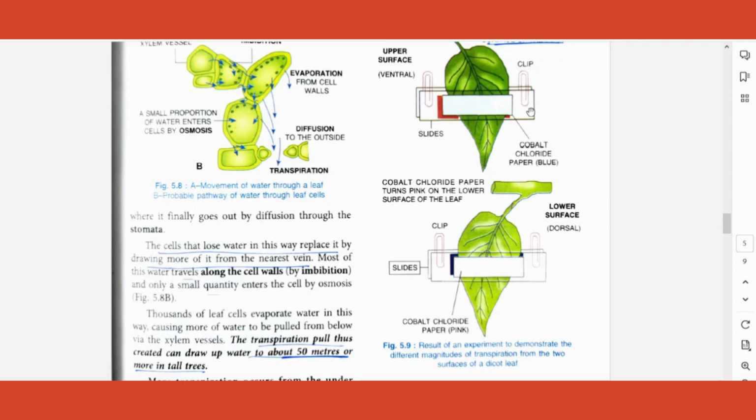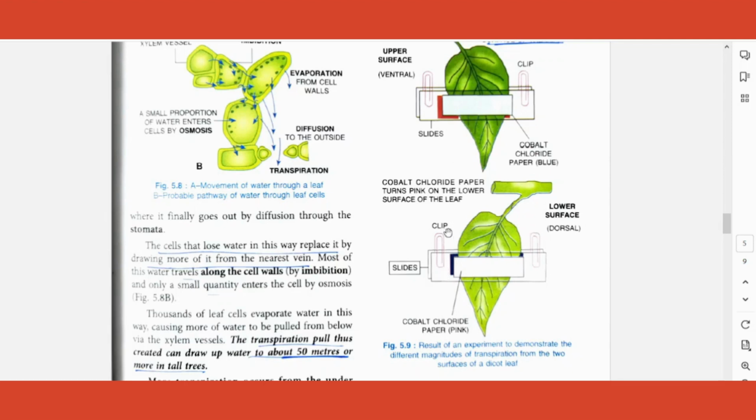On the bottom of the leaf also, you're keeping a glass slide, but not the cobalt chloride paper in the first setup. In the first setup, on the top surface of the leaf, you're keeping cobalt chloride paper. On both sides, you're keeping the slide and putting a clip. Again, in the second setup, on the lower part of the leaf you're keeping the cobalt chloride paper. Slides you're keeping both up and down so that you can clip it.